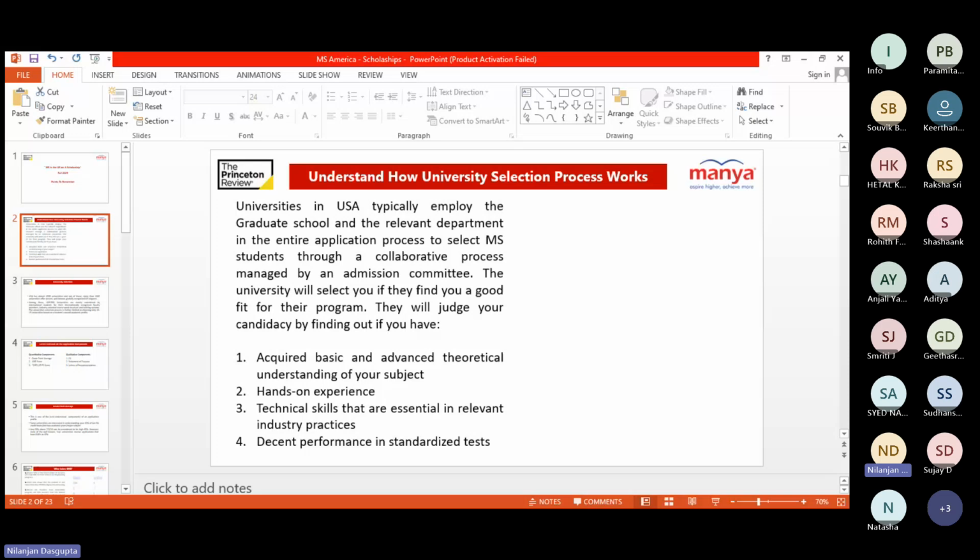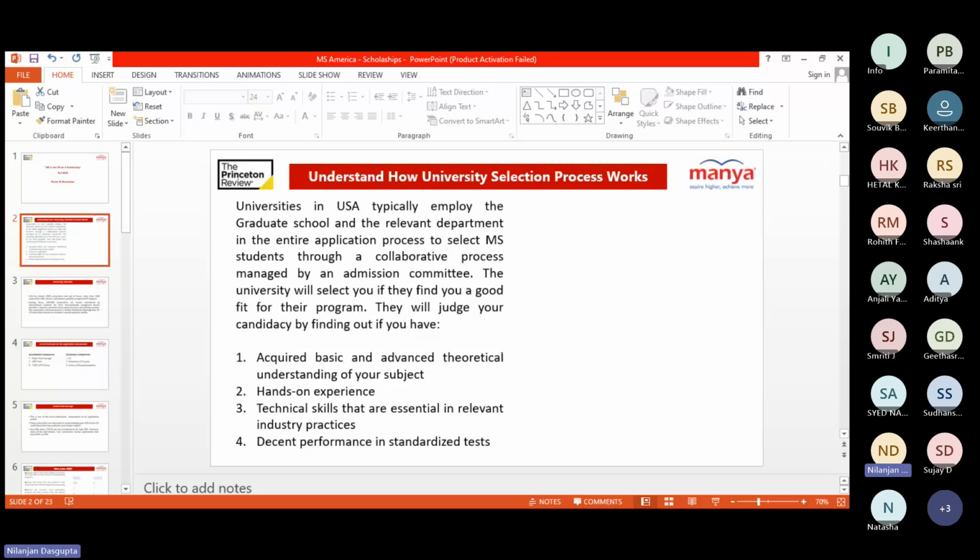It looks at some part of your application profile. Then it goes to your department. The department people look at some specific parts of your application profile. Then the department recommends your name to the graduate school, and the graduate school sends you an offer letter. That is how it happens at master's level across all universities in the USA. So it's a two-step process.